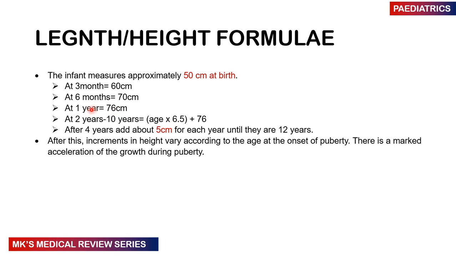Now when they are between 2 years to 10 years, you can say the age multiplied by 6.5, then you add 76 to that. That's how you would calculate the length or the height. Then after the child is 4 years, just add 5 centimeters for each year until they reach 12 years. Then after this, the increments of height vary according to the age of onset of puberty. And of course, there are different growth patterns when puberty hits children.